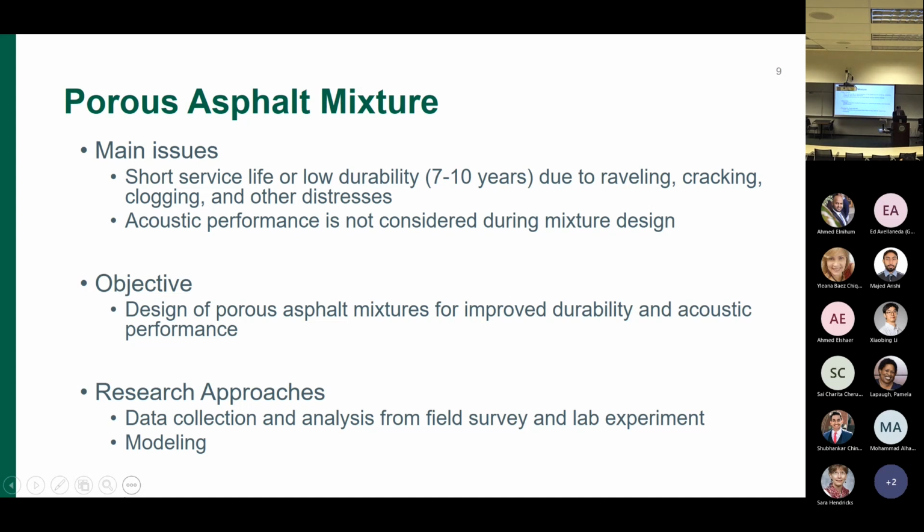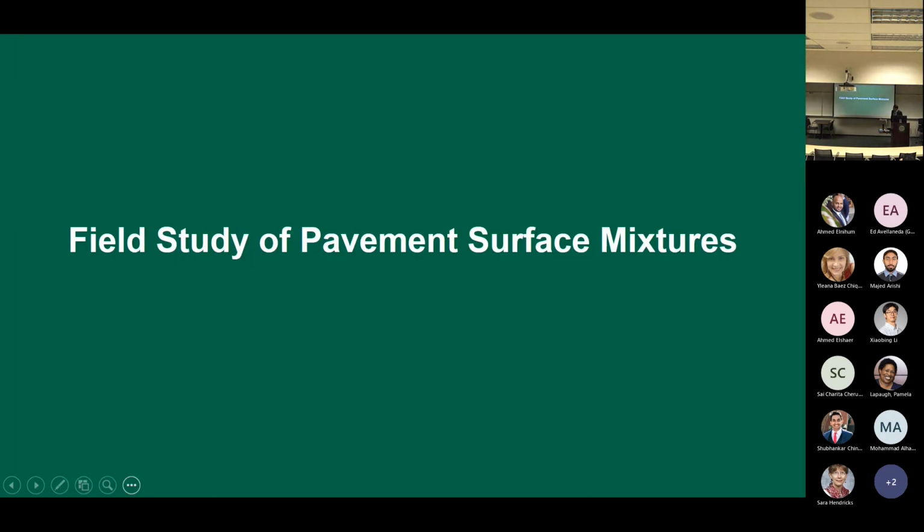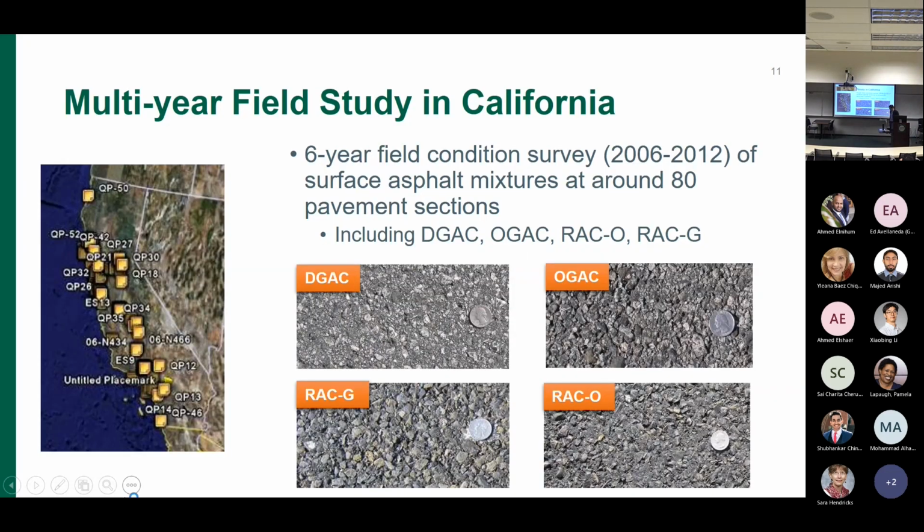So the research approaches mainly include field study, lab experiments, and modeling. The field study that I was involved in actually began in California, as a project scientist at the UC Pavement Research Center. There, we were involved in a multi-year project that looked into the performance of the pavement surface mixtures across the United States highway system.